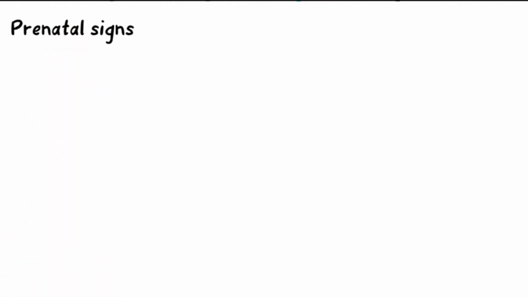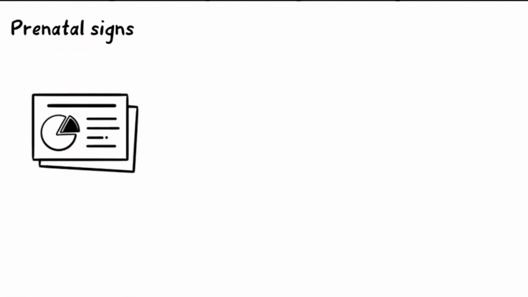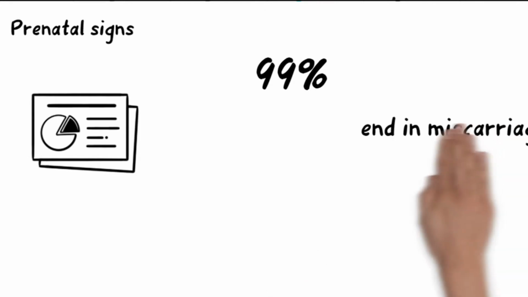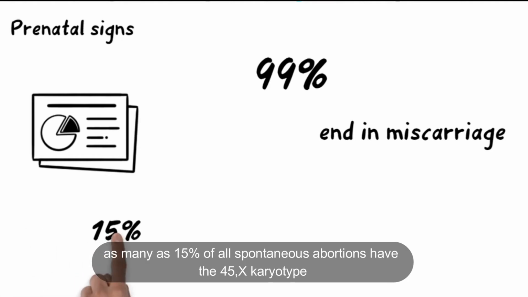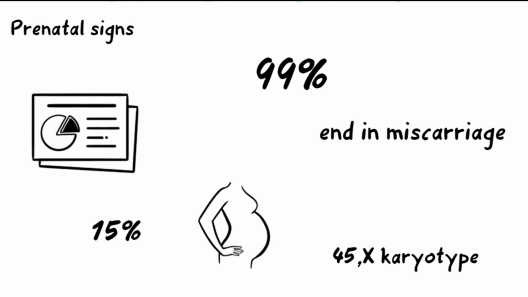Prenatal signs. Despite the excellent postnatal prognosis, 99% of Turner syndrome conceptions are thought to end in miscarriage or stillbirth, and as many as 15% of all spontaneous abortions have the 45X karyotype.